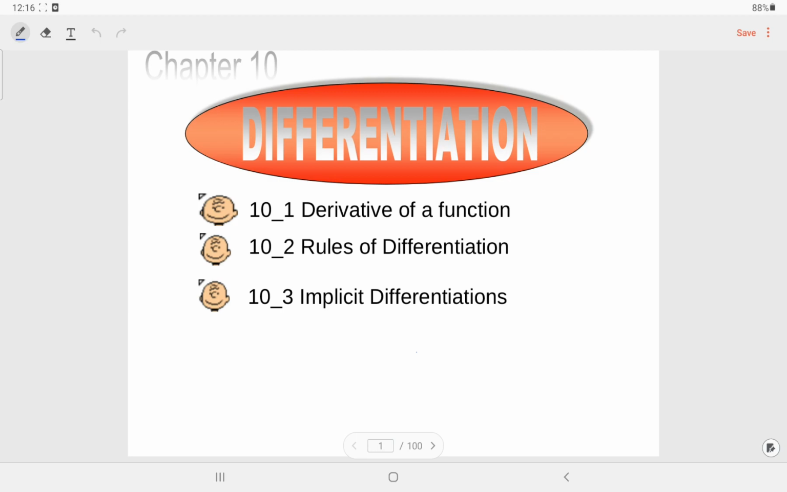The subtopics of this chapter are derivative of a function, rules of differentiation, and the last one is implicit differentiation.